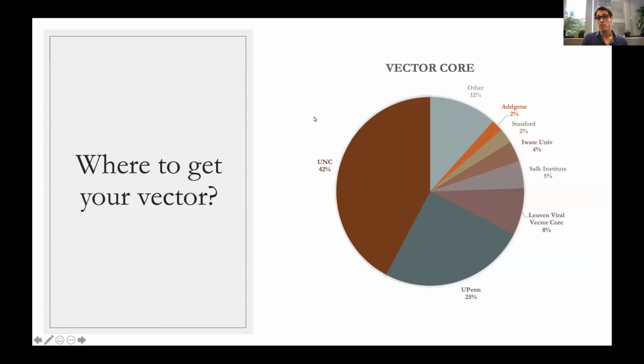We can have a look at the economy of all this. Where are people getting their vectors? We can see that University of North Carolina provides a bulk of the viral vectors. UPenn, where I am, is also a large provider, although I understand that right now they will scale that down and only provide to people locally. But they've deposited all their plasmids to Addgene. I've been ordering from Addgene. I have a very nice experience with them, both in terms of delays and prices. Very happy also getting my viruses from Stanford through a collaboration with Karl Deisseroth. So different options out there.